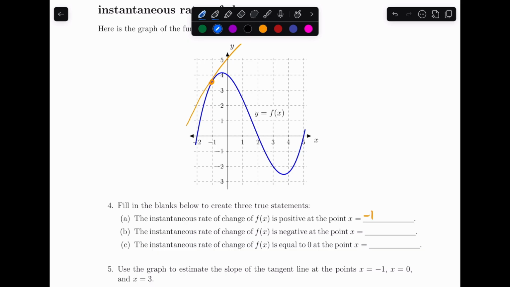You may have correctly said x equals -2. Maybe you said something like x equals 5. Both of these are right. There are several right answers.